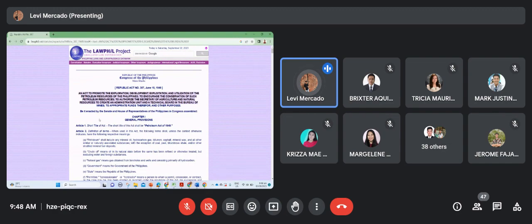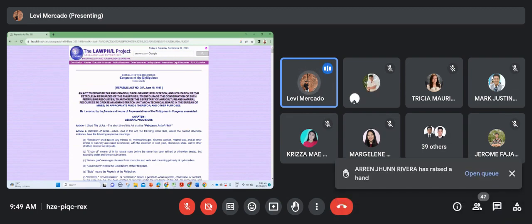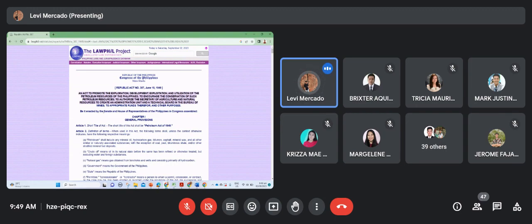Napapansin nyo ba kung bakit sa Philippines, kukunti lang yung mga international oil companies na gustong mag-explore dito? And sa mga kalapit countries natin, like Malaysia, Indonesia, Singapore, malalaki yung oil and gas companies nila. Tsaka marami silang projects, no? Pero sa Philippines, kukunti lang. Bakit? Because of this Republic Act, because of this Petroleum Act.